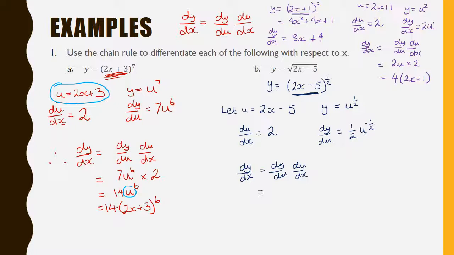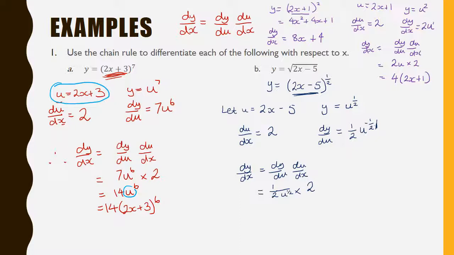dy/du will give us a half u to the power of negative a half. I might actually write this as u to the power of half in the denominator. Remember to make powers positive. We had a negative power up here. To make it positive, I can move that pronumeral to the denominator. Multiplied by du/dx, which is 2.